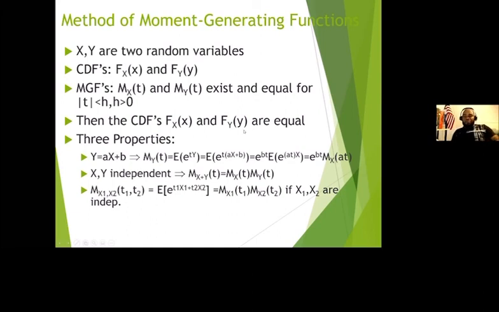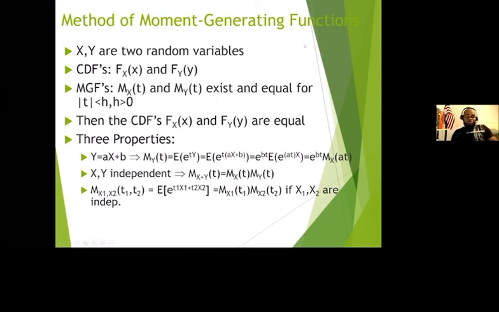I think I'm going to stop here today, and I'm going to start from here tomorrow, because I don't want to rush you. We're in the last chapter of the semester. I don't want to rush you. So I'm going to start from the method of moment generating function tomorrow.